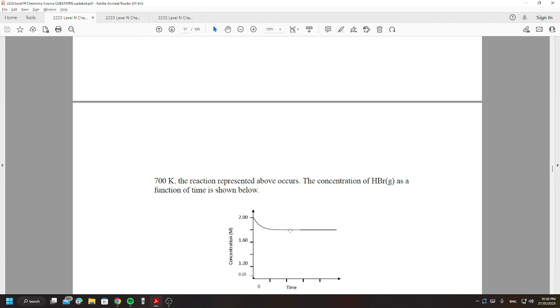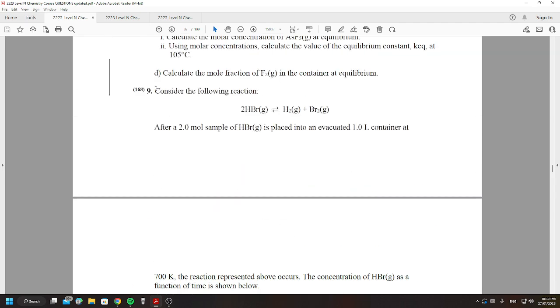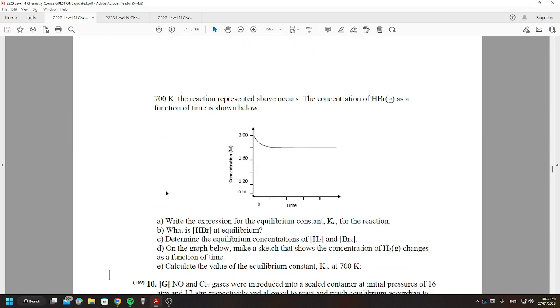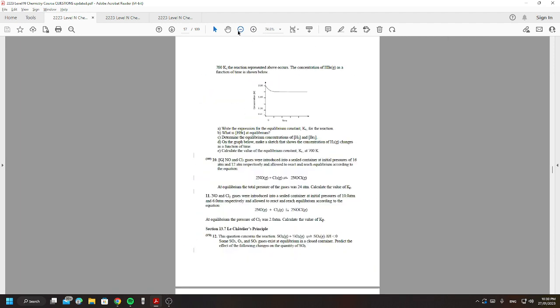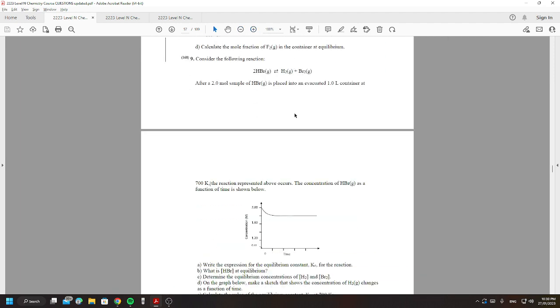Alright, so number 9. Consider the following: a 2 mole sample, and they gave us volume. They didn't give us number of moles of H2 or Br2, so we can instantly know that for the ICE table, it's just going to be minus x and plus x. 700 Kelvin. Write the expression. I'm going to zoom out so we can get all this in one screenshot.